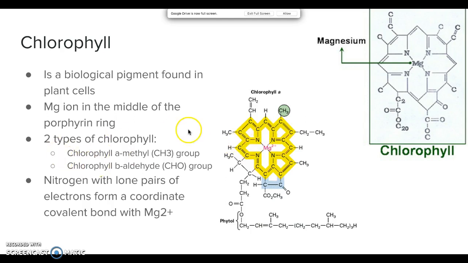There are also 2 different types of chlorophyll. Chlorophyll A, where right here it'll have a methyl group, and then chlorophyll B, where it'll have an aldehyde group there.